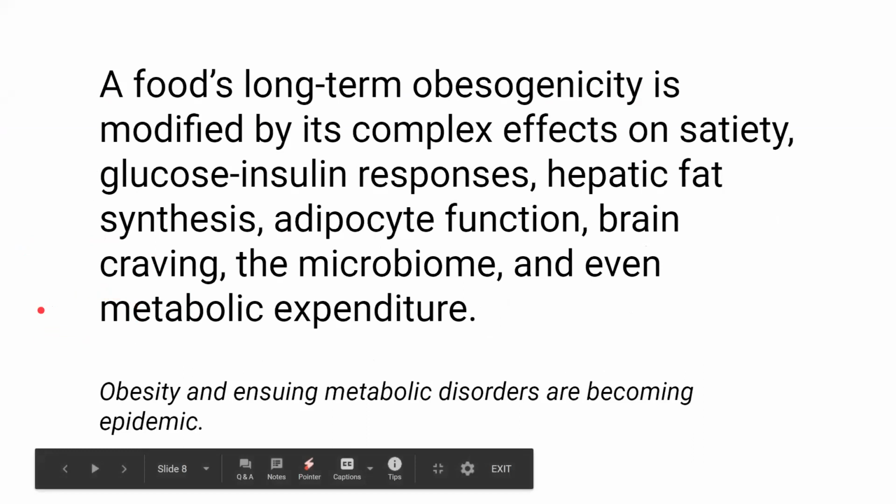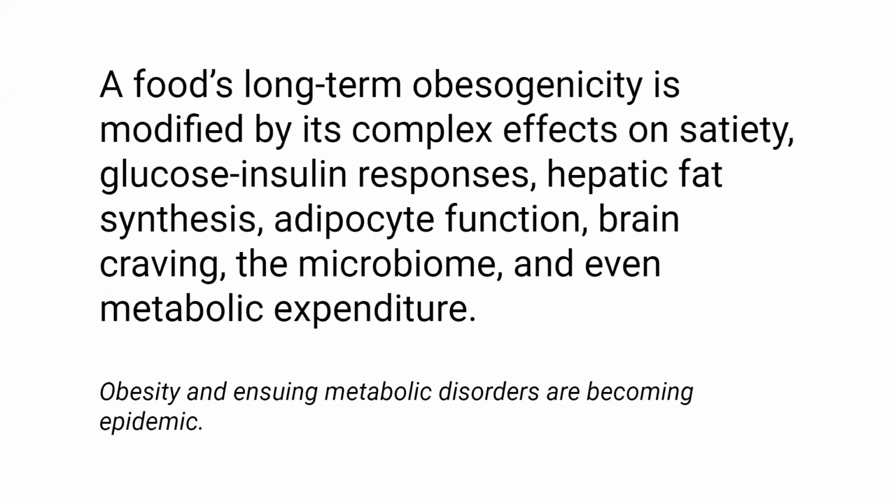Now, this was a very important conclusion by one scientist. He said that a food's long-term obesogenicity is modified by its complex effect on satiety, glucose-insulin responses, hepatic fat synthesis, adipocyte functioning, brain craving, the microbes of the gut, and even the metabolic expenditure. He completed the definition of obesity and its treatment, everything, in just one sentence. I was so shocked at this guy's research. He's just amazing. How does one decide that a food is going to make you obese? It is very complex. You should look at satiety, glucose-insulin responses, hepatic fat synthesis, adipocyte functioning, brain craving, the microbes in the gut, and also the metabolic expenditure.